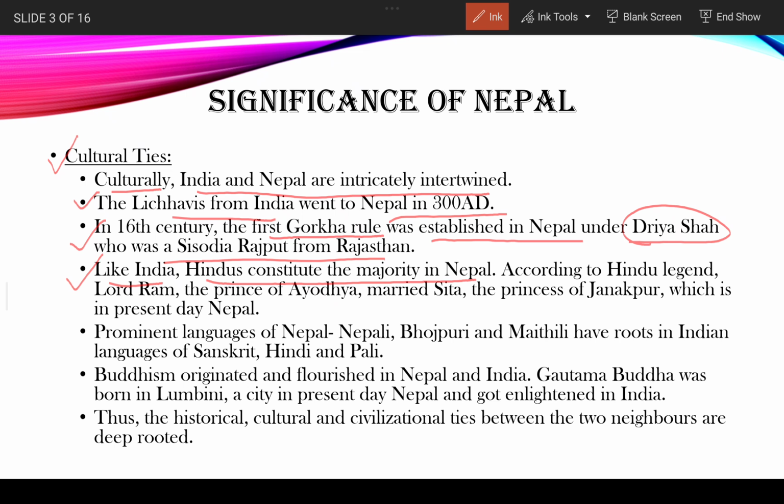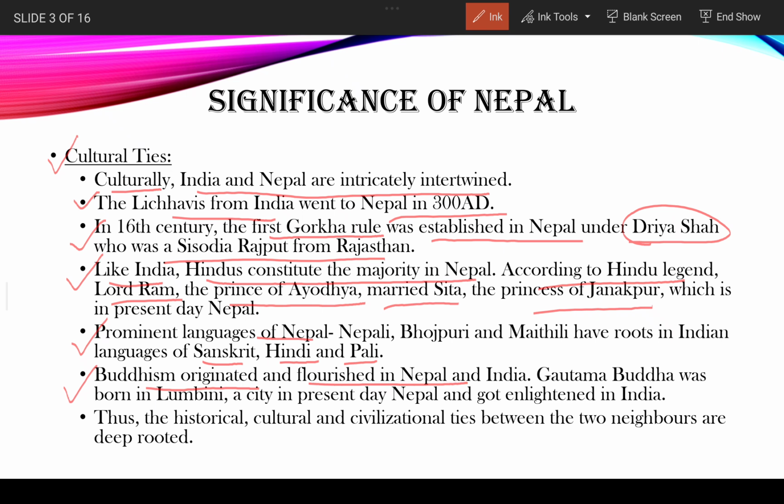So, according to Hindu legend, Lord Ram, the Prince of Ayodhya, married Sita, who was the princess of Janakpur, which is in present day Nepal. Prominent languages of Nepal, such as Nepali, Bhojpuri, Maithili, have their origin in Indian languages of Sanskrit, Hindi, and Pali. Then, we have talked about Hinduism, now about Buddhism.